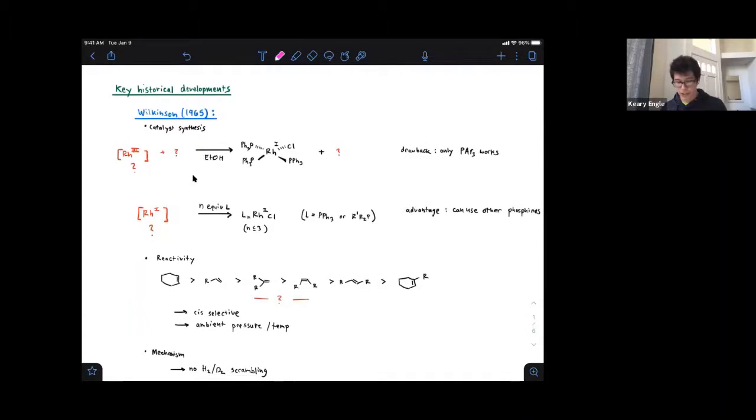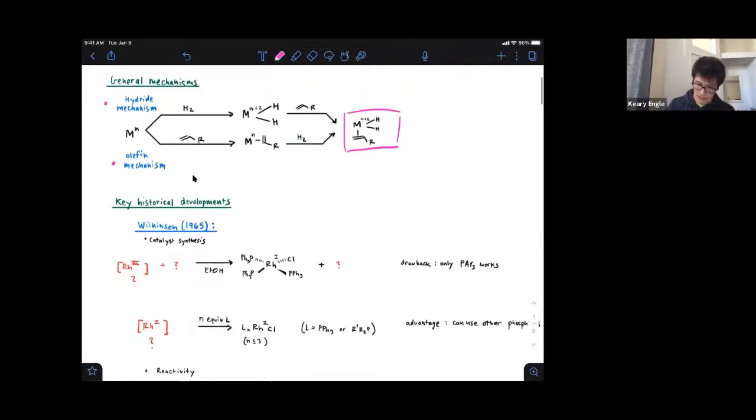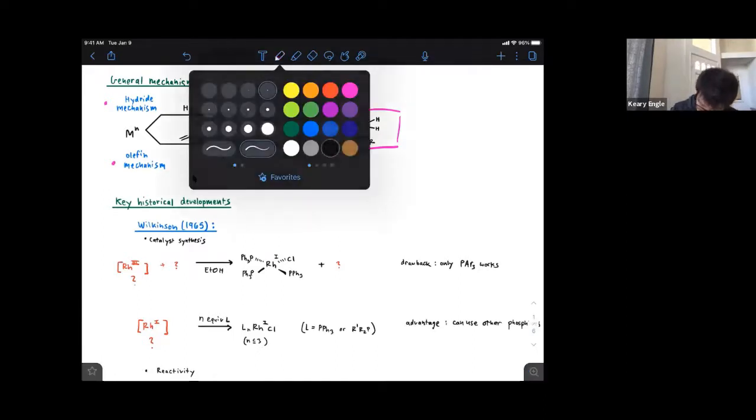Okay, so let's talk about some key early historical developments. I had mentioned previously that Wilkinson's discovery and development of triphenylphosphine as a ligand for homogeneous catalysis was a game-changing discovery, and we've seen the Wilkinson catalyst now many times.